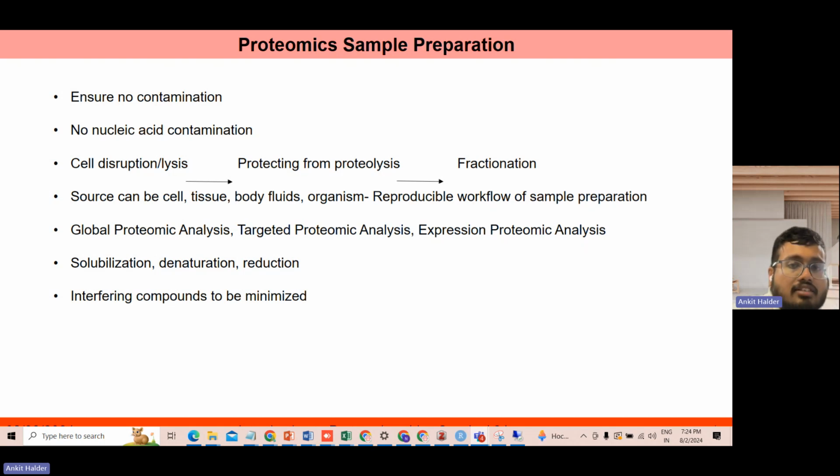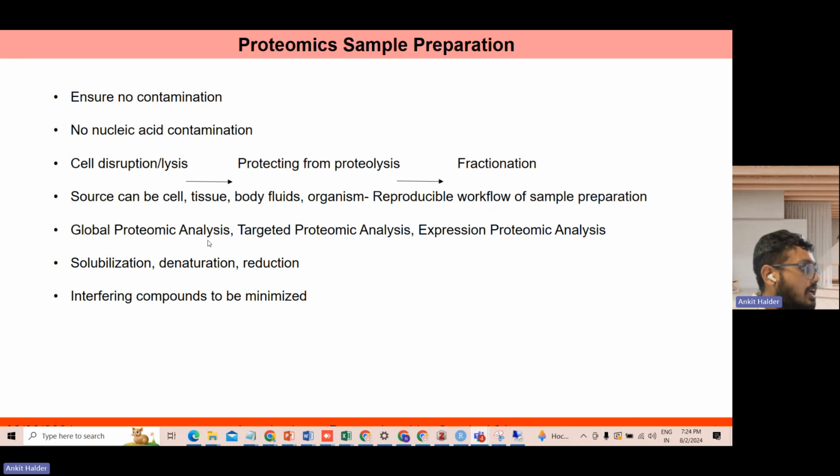So plant cells will have their own complexity with their cell wall. The bacterial samples will have their own complexity with bacterial cell walls. Similarly, for the plants, organs and other things will have different compositions, and for that we need to tackle each and every problem accordingly, and then we can make the workflow for sample preparation.